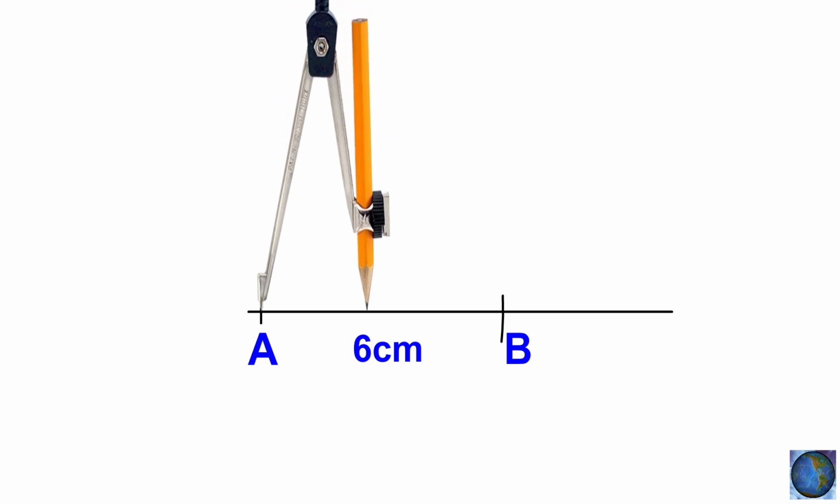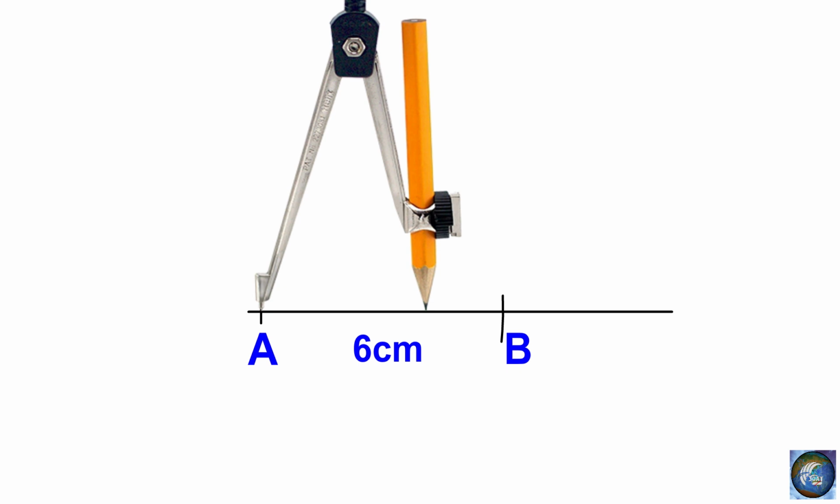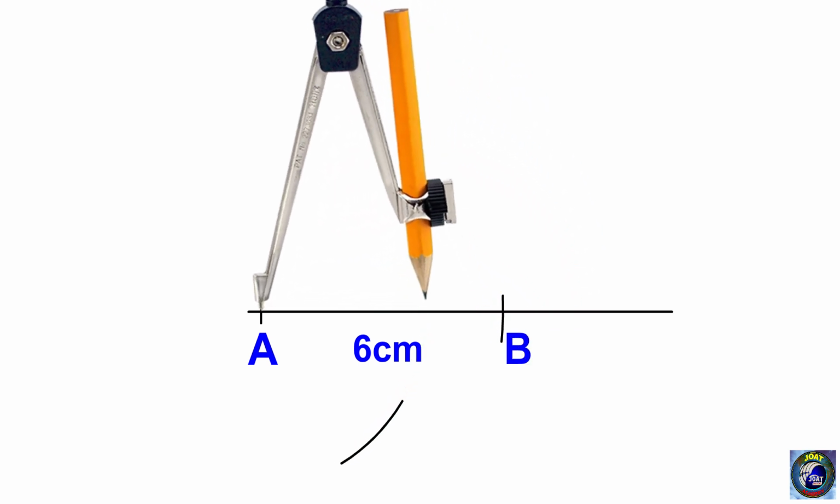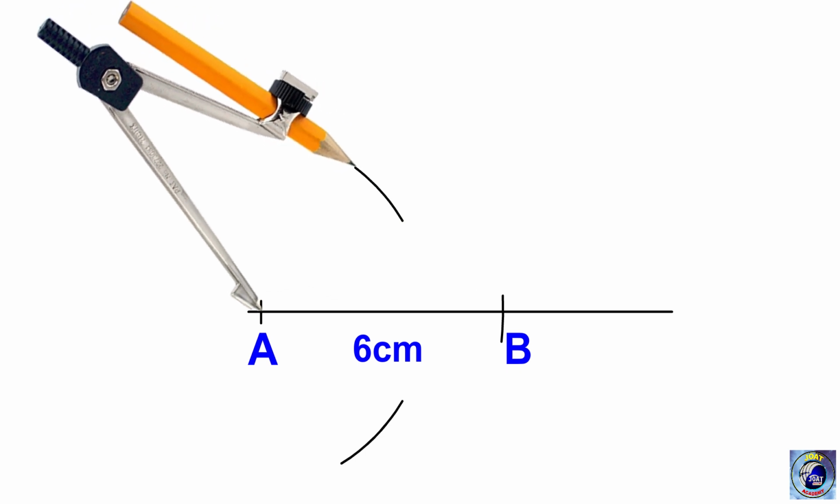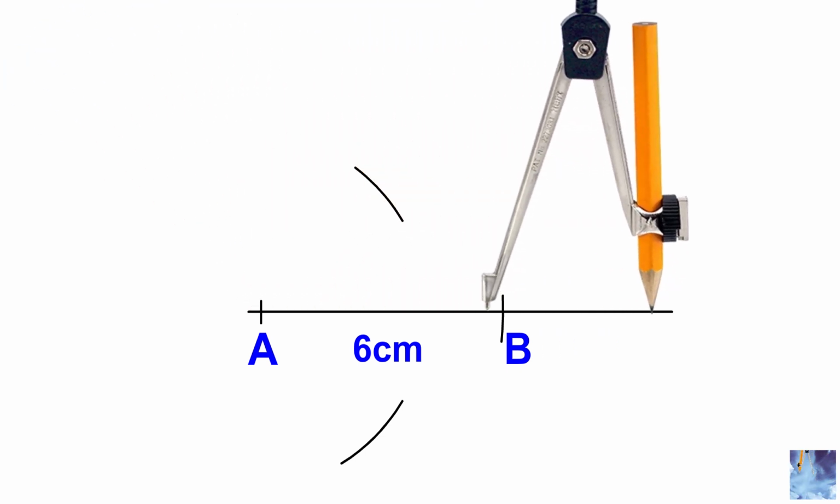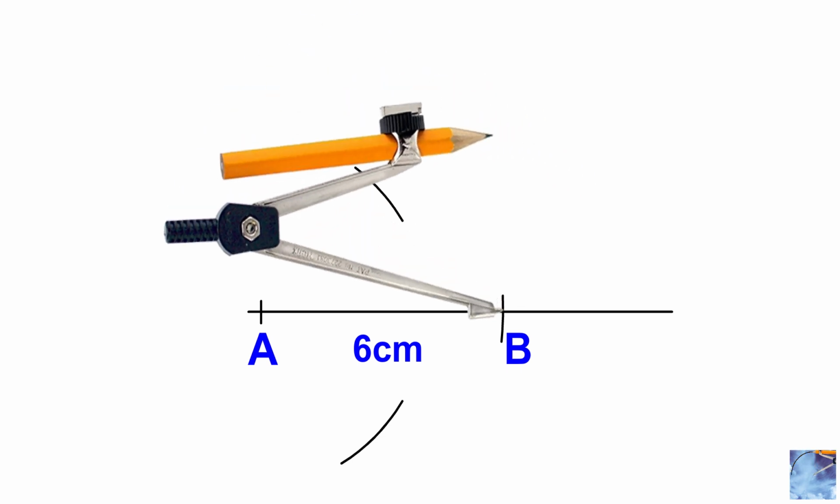Place your compass at point A. Open it to more than half the length of line AB, and draw arcs on both sides of line AB. Without changing the compass radius, place it at point B and draw another 2 arcs on both sides of line AB, so that they intersect the first pair of arcs, as shown.